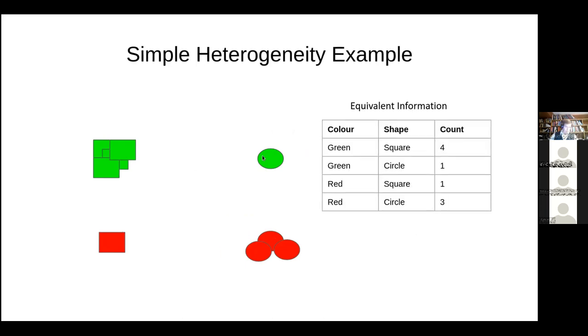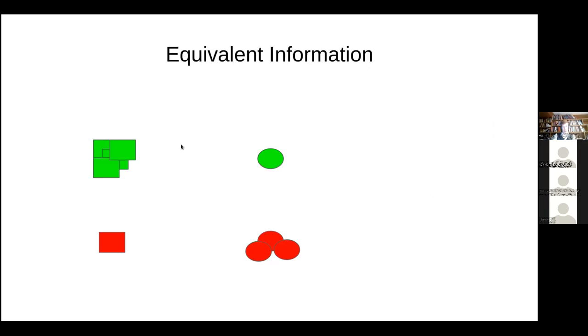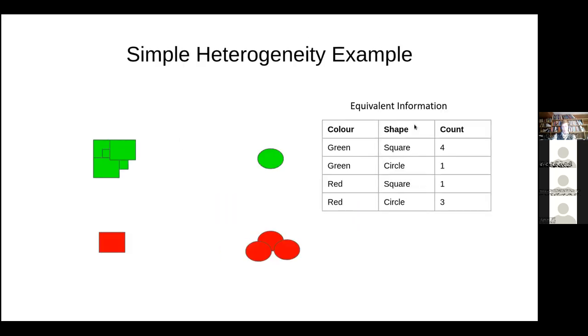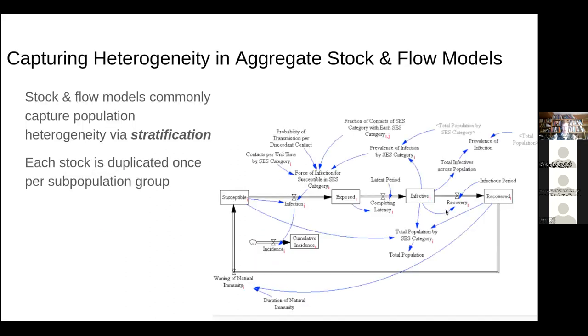And I think everyone would agree that if all I care about is shapes and colors of things, I could just as easily summarize what I see visually here with this table. I could count the number of green squares as four, the number of green circles as one, red squares as one, and red circles as three.